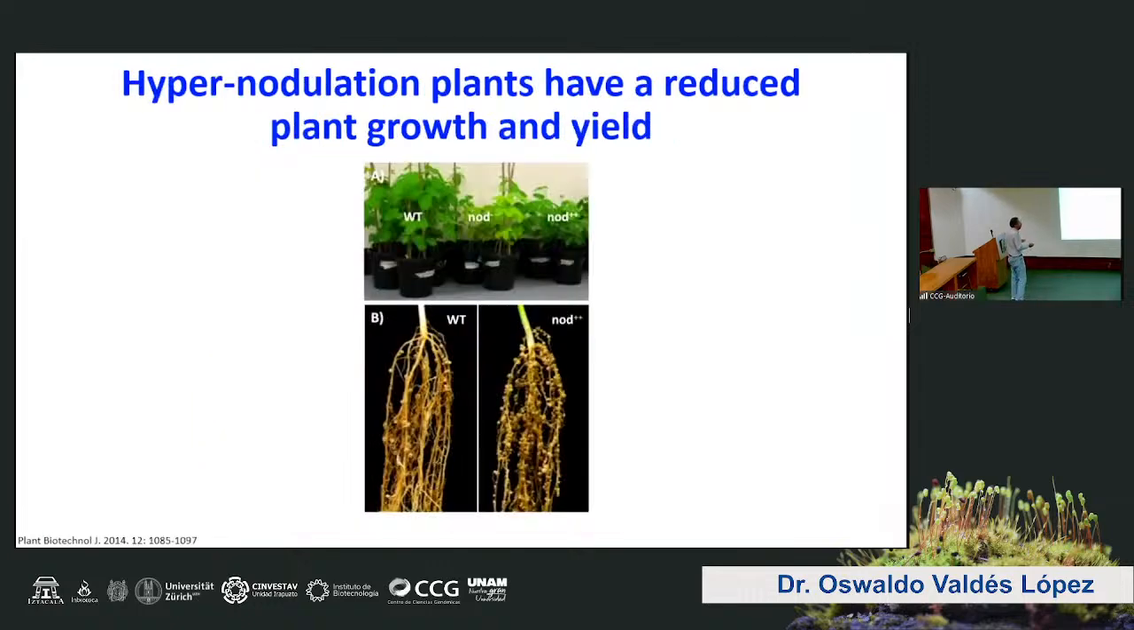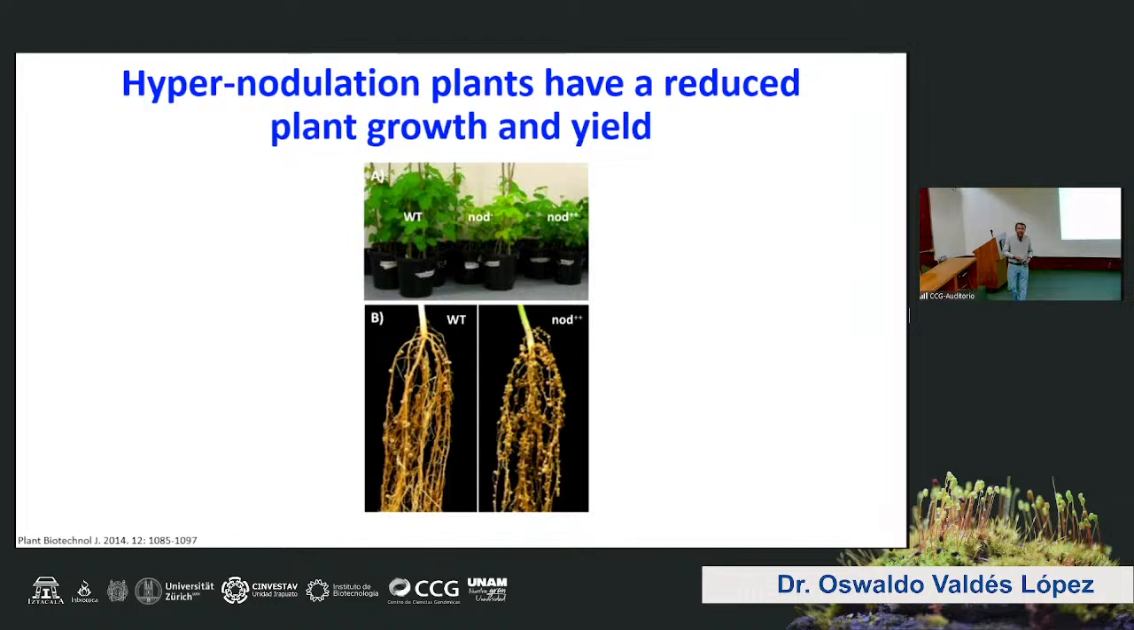More than 40 years ago, Peter Gresshoff from Australia came with the idea: what happens if we have supernodulating plants? Can we have a plant that can self-fertilize and we have a super plant? It wasn't the case, because here you can see the wild type forming exactly the right number of nodules. You can see the size of this plant. In contrast, when we have a supernodulated plant, we have a smaller plant that even struggles to grow.